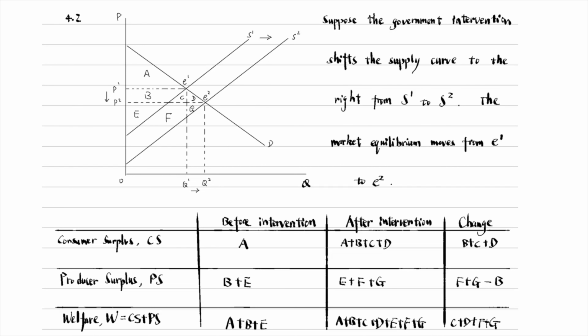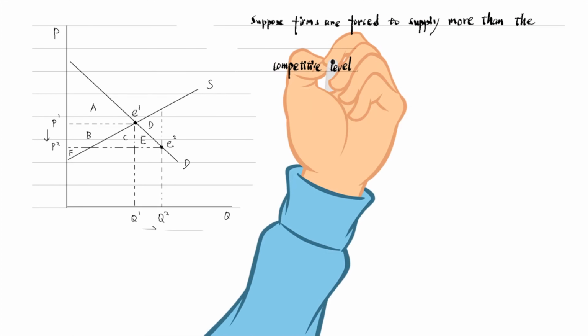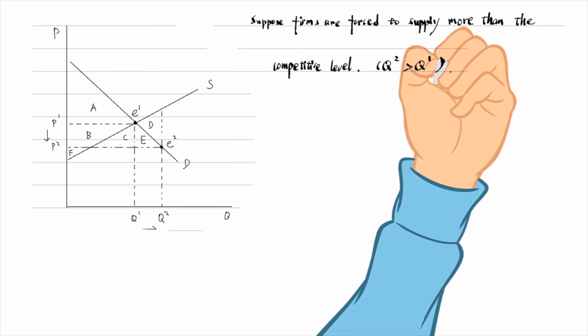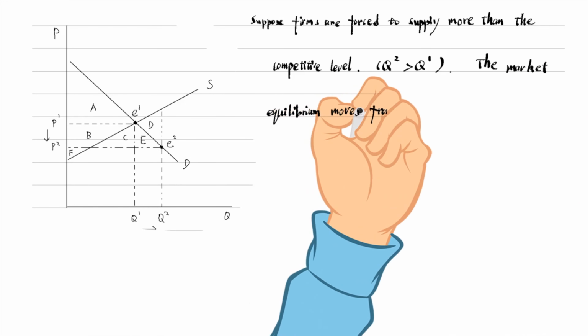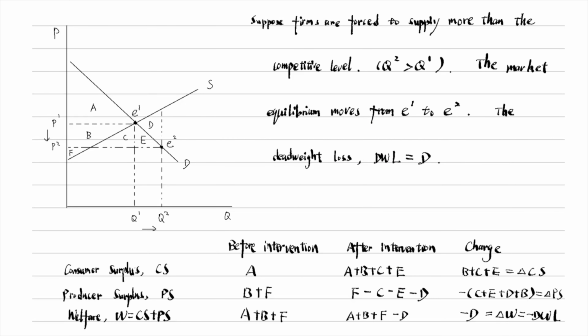If the question means the government forces the firms to produce more, but the firm's marginal cost is unchanged, then the market supply curve is unchanged, but the quantity supplied is more than the competitive level. The supply curve does not shift. In this situation, only the consumer surplus increases, but the producer surplus and the social welfare decrease. The deadweight loss to society is the area of D.